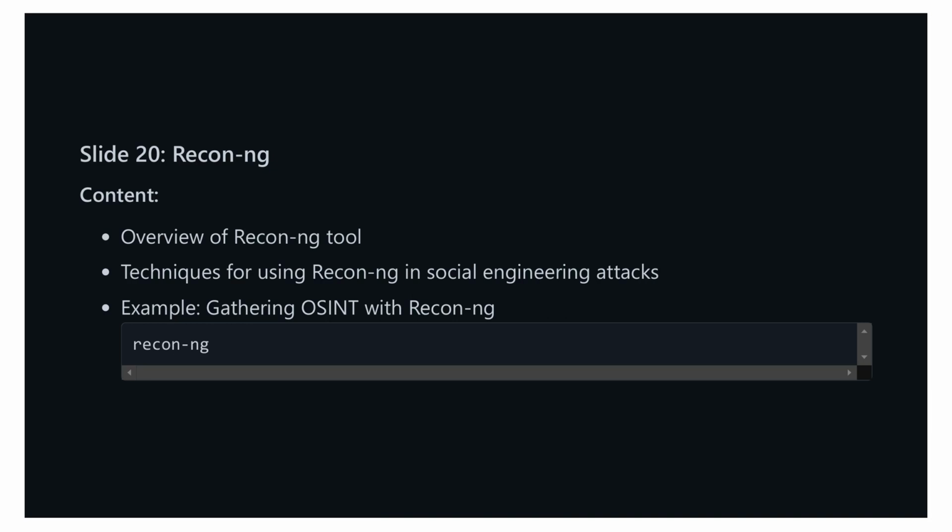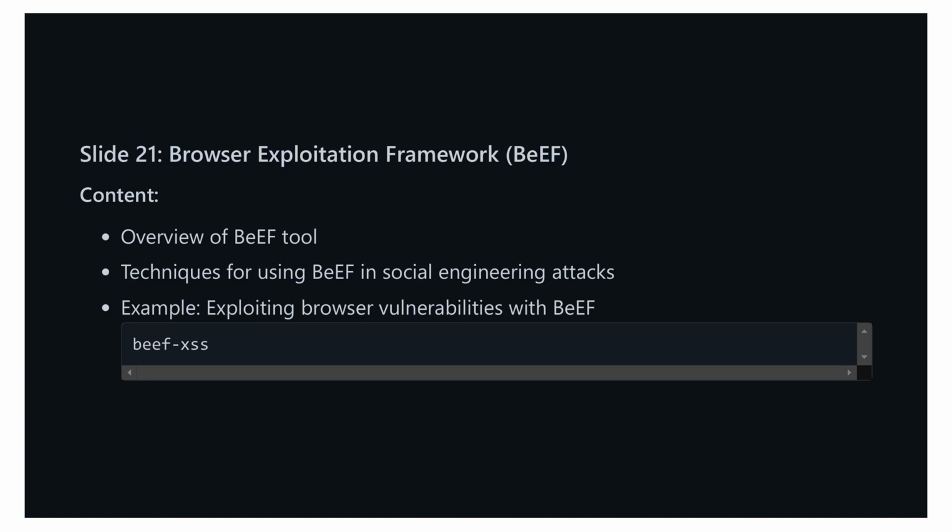In the next slide, we will move on to the Browser Exploitation Framework, or BeEF. We'll look at how BeEF can be utilized to exploit browser vulnerabilities, further expanding our toolkit for social engineering attacks. In this segment, we'll explore the Browser Exploitation Framework, commonly known as BeEF. BeEF is an advanced penetration testing tool that focuses on the web browser, which is often a weak link in security. We'll start with an overview of the BeEF tool, delving into its primary features and functionalities.